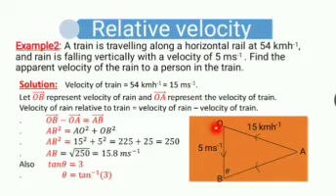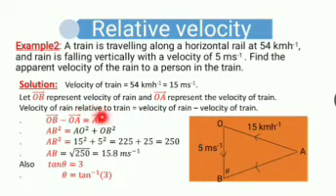So from here, let OB represent the velocity of rain, which is 5 meters per second. Then let OA be the velocity of the train. This one has been converted to 15 meters per second. Is that okay? Now, this is what we are looking for.